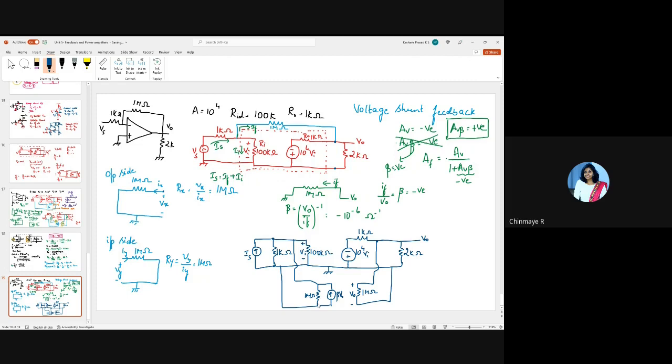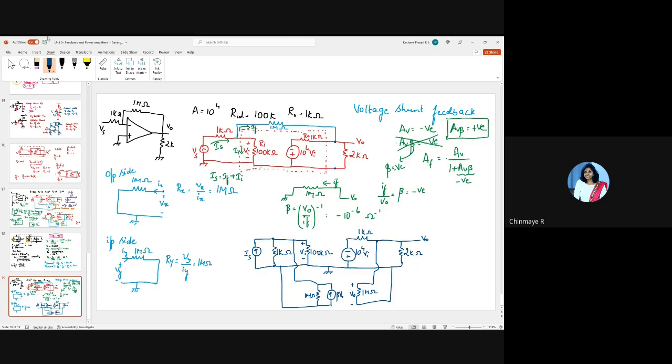Is this clear? I've just redrawn it by taking off the feedback resistance, and here I have shown what is the impedance seen from the input side and the output side due to the feedback resistance along with beta. This is what we did even in the previous problem. And now we'll try to push all these resistors onto the amplifier, and make the feedback network free of any resistors, right?